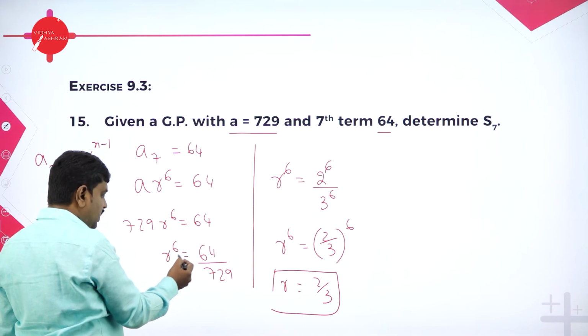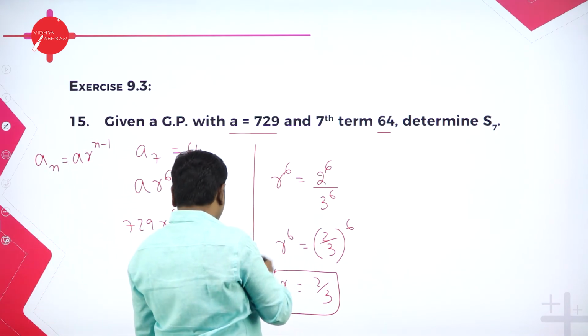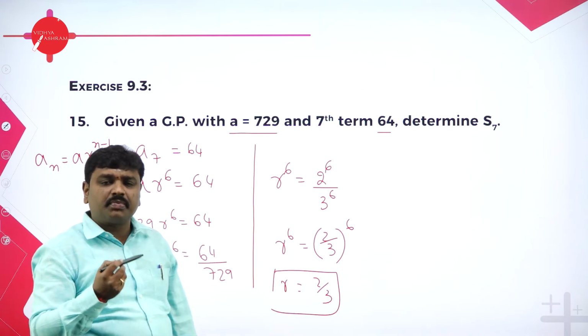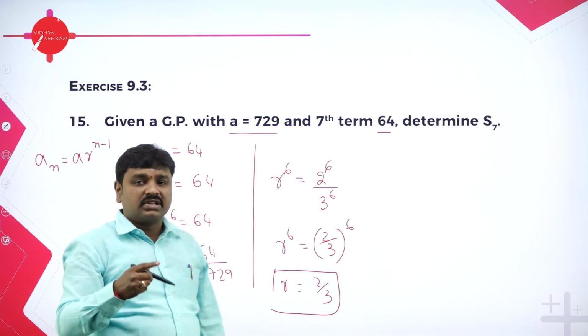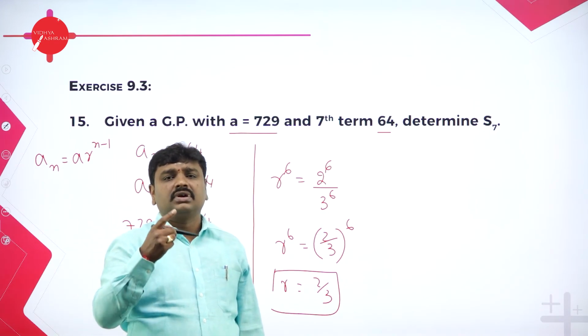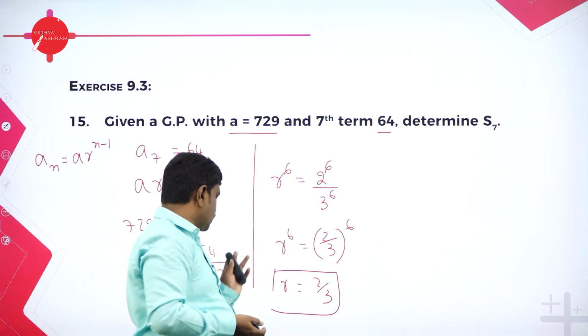Transfer that side. Here I saw power 6. So what power 6 gives you 64? 2 power 6. And what power 6 gives you 729? 3 power 6. 3 3s are 9, 3 9s are 27, 3 27s are 81, into 3 if you do, it will be 729.